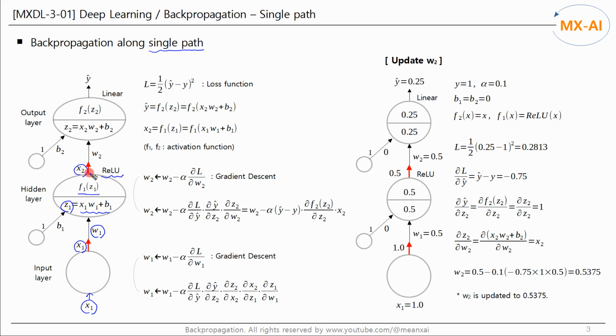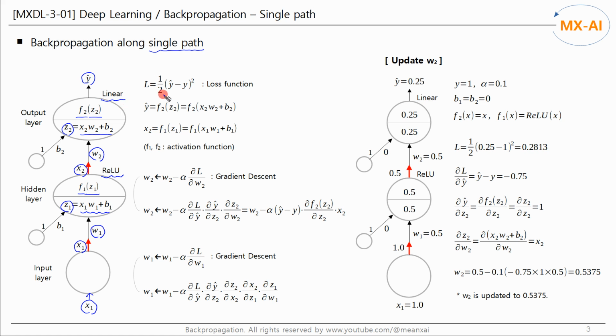The output of the hidden neuron, X2, is passed to the output neuron. The connection weight between the hidden neuron and the output neuron is W2. The output neuron calculates X2 times W2 plus bias B2 to generate Z2. And this neuron uses the activation function F2 to transform Z2 to Y hat and outputs Y hat. Here we will use the linear activation function.